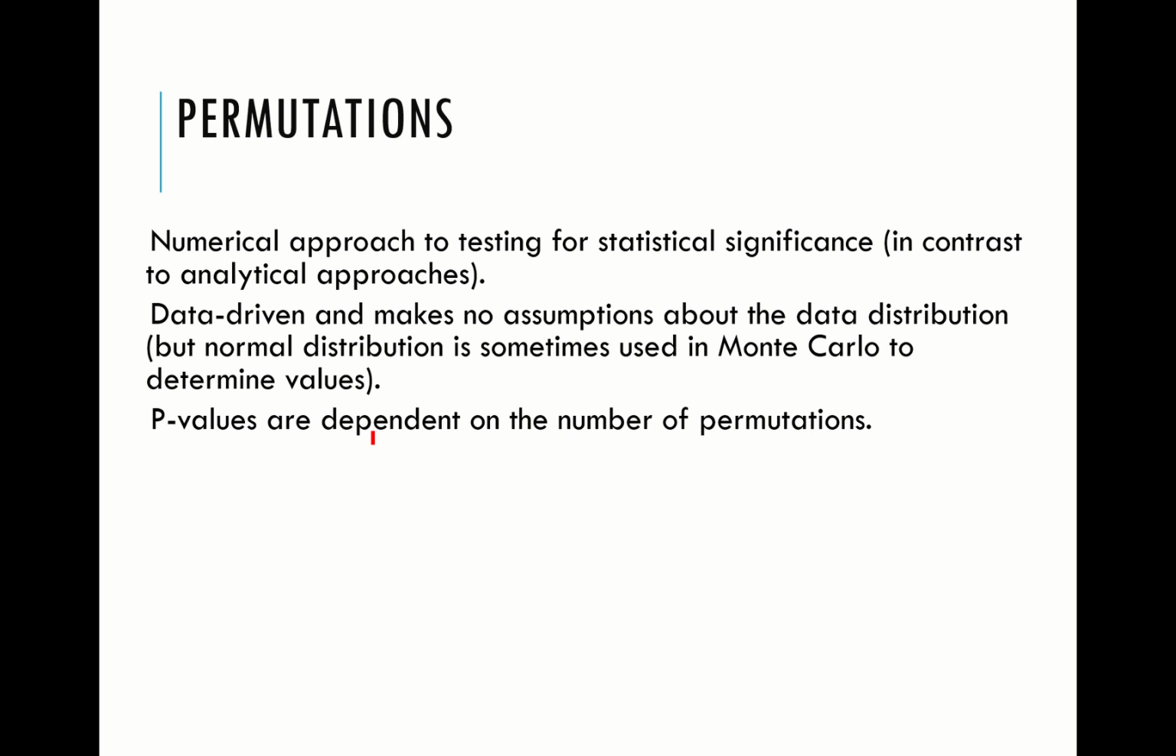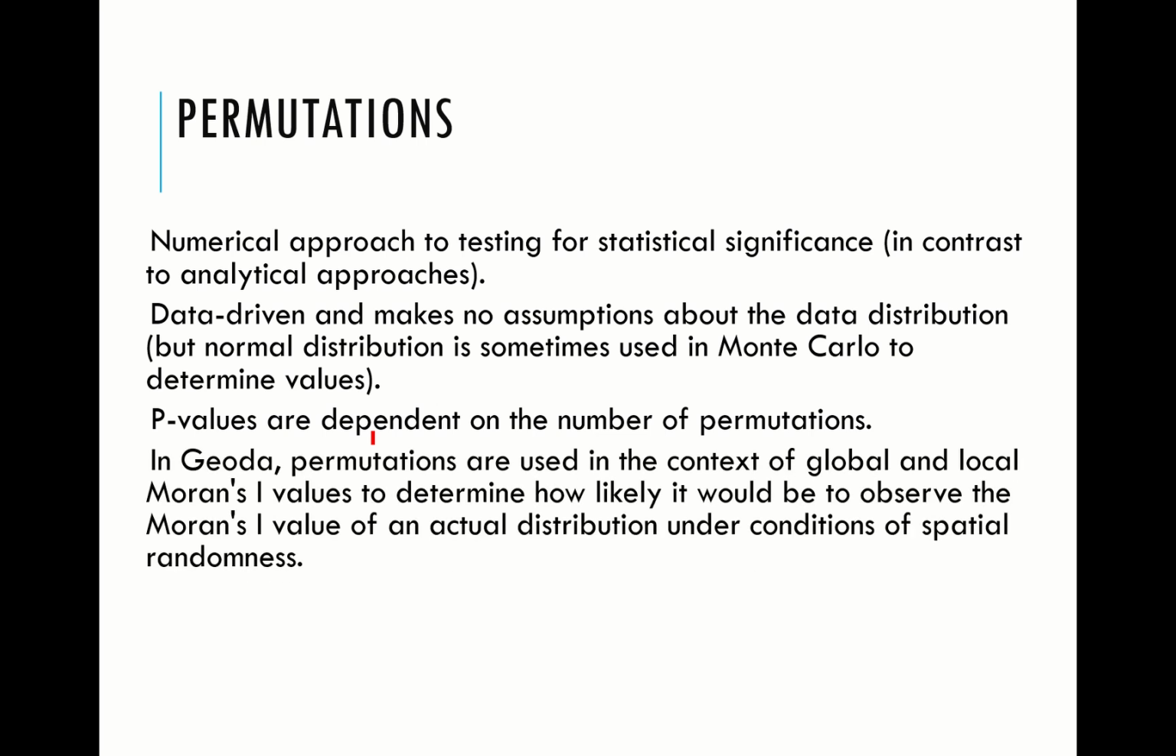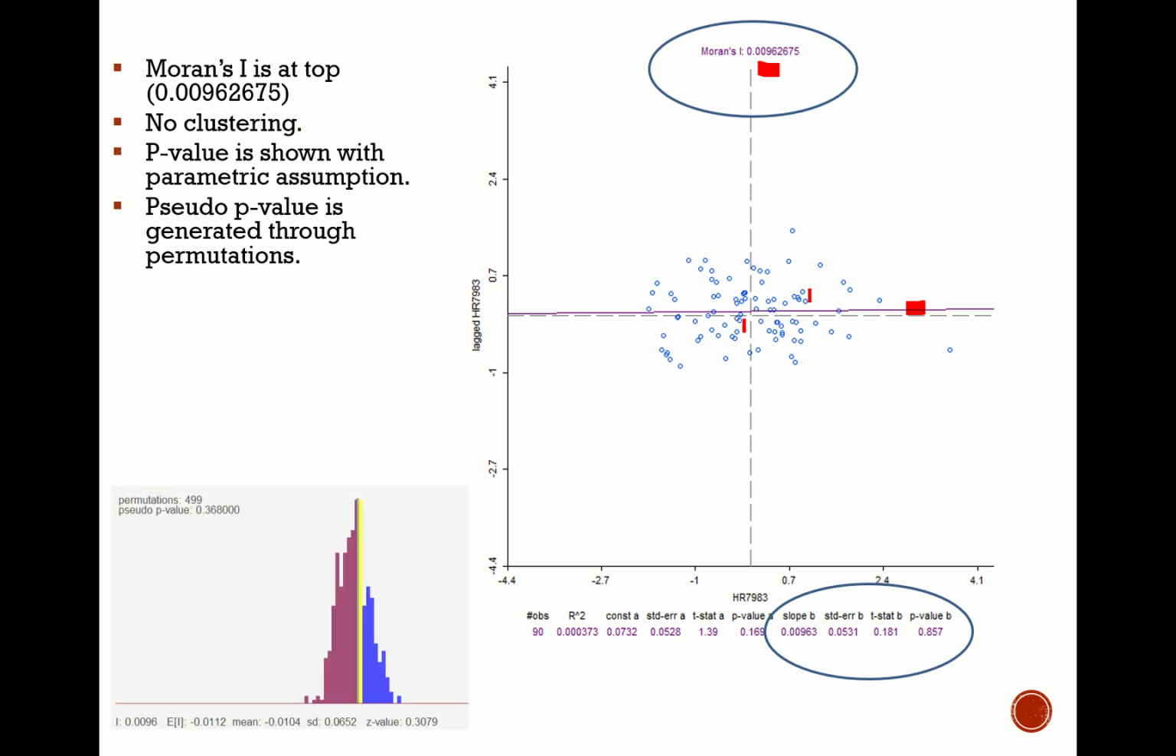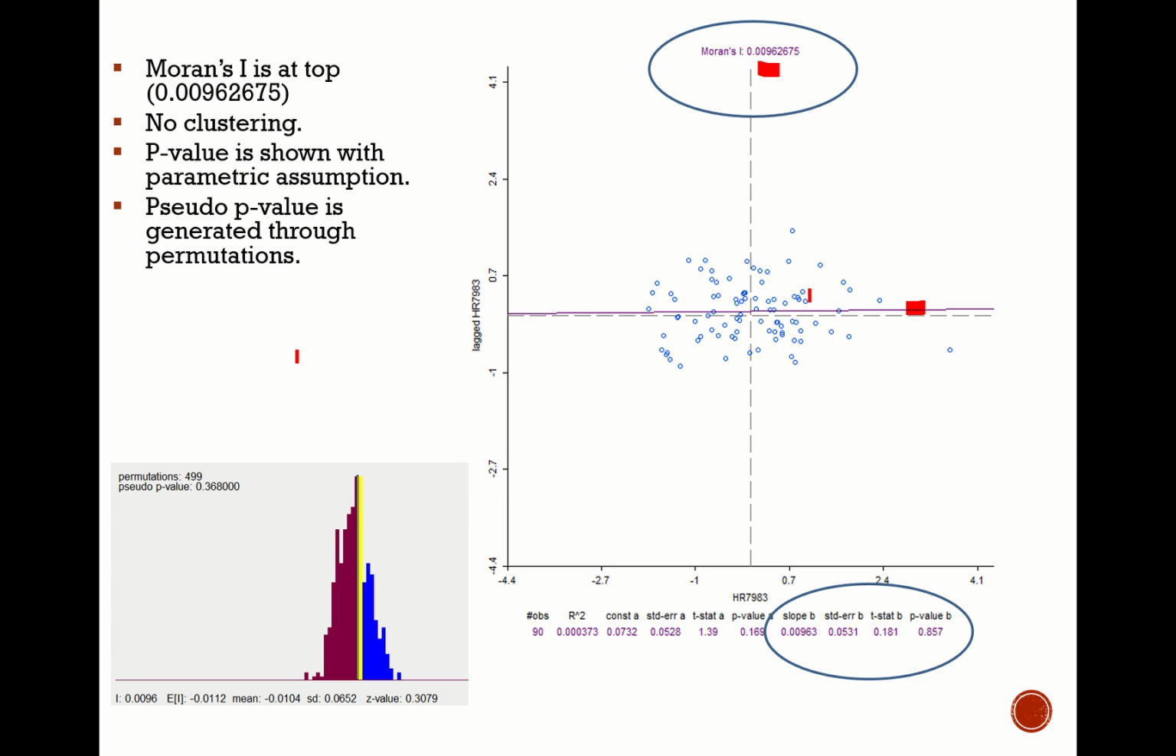Again, the p-values are dependent on the number of permutations that you calculate. So in Geog itself, for example, imagine this is your result. This is your scatter plot of your values. You get a Moran's I with a very low slope, and there's our line right there, indicating that there's probably not a lot of autocorrelation. We're probably dealing with a randomly distributed variable. Then you run the permutations, and that gives you your pseudo p-value. In this case, we get a pseudo p-value of 0.368.